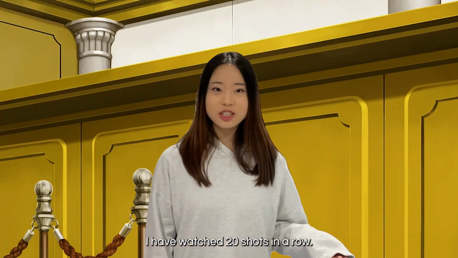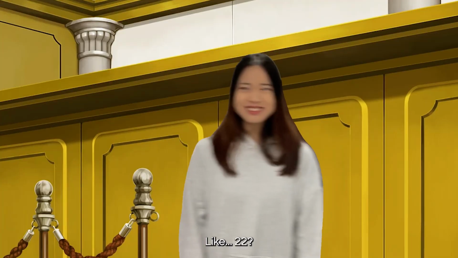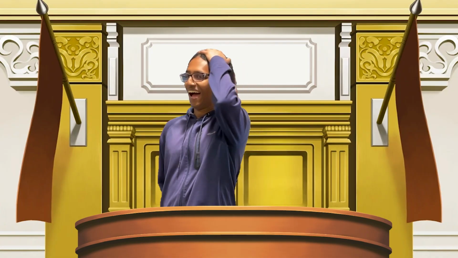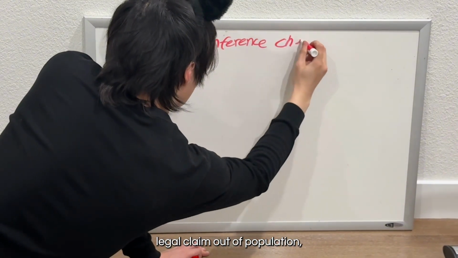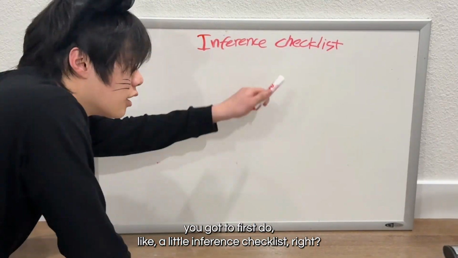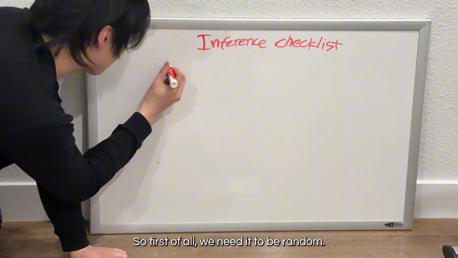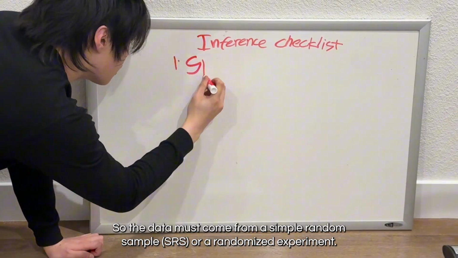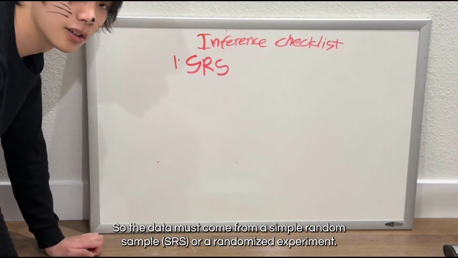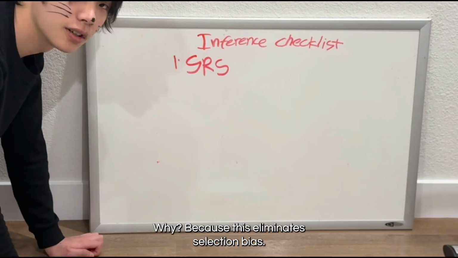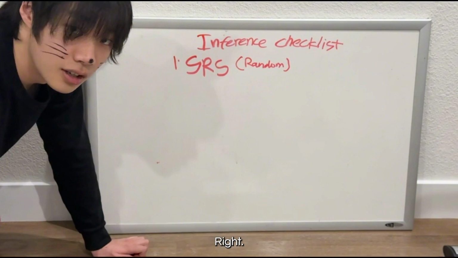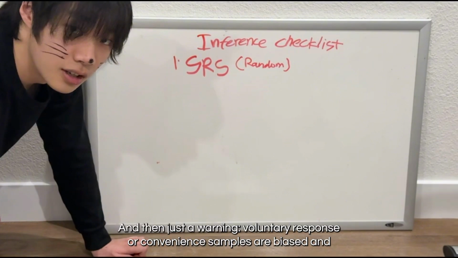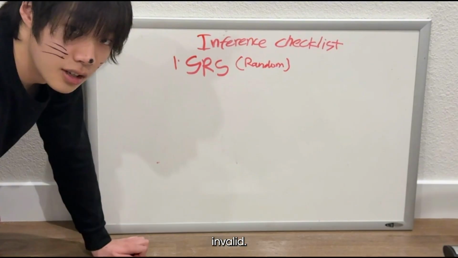I have watched 20 shots in a row. Out of how many total shots? Like 22? So before we can make any legal claim about a population, you've got to first do a little inference checklist, right? First of all, we need it to be random. The data must come from a simple random sample, SRS, or a randomized experiment. Why? Because this eliminates selection bias. Without randomness, we can't really generalize findings to the population, right? And just a warning, voluntary response or convenience samples are biased and invalid.